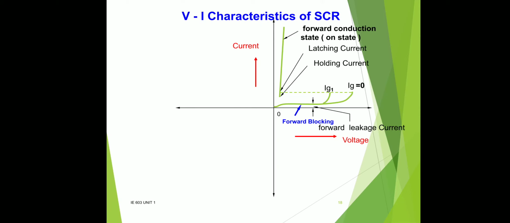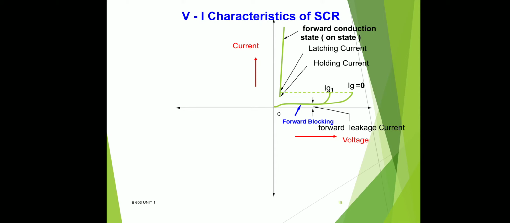What is latching current? The minimum forward current required to flow through the SCR to keep it in forward conduction mode at the time of triggering. It is the minimum forward current required to keep the SCR in the on state. That is called latching current. There is another current, holding current.